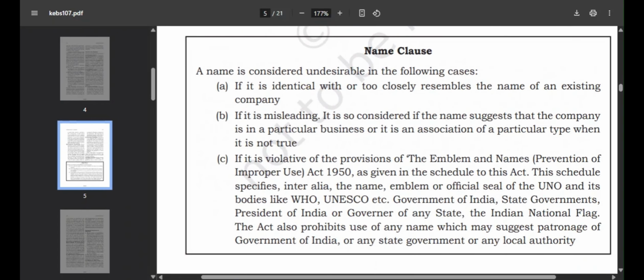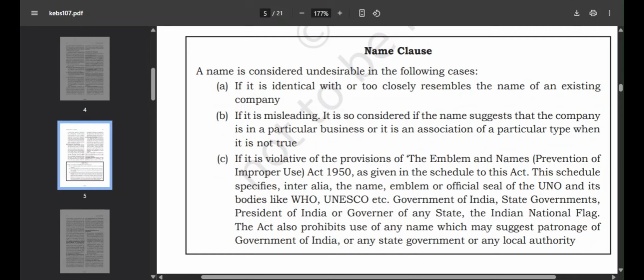A name is considered undesirable in the following cases. First of all, if it is identical or too closely resembles the name of an existing company. Secondly, if it is misleading, that is, if the name suggests that the company is in a particular business or is an association of a particular type when it is actually not true. Third point, which is very very important, is if it is violative of the provisions of the Emblems and Names Act 1950. This you have to learn as it is.